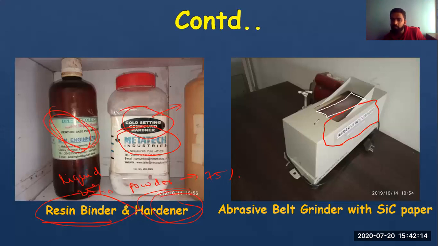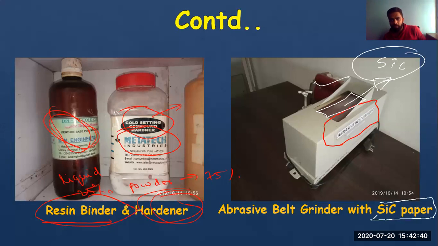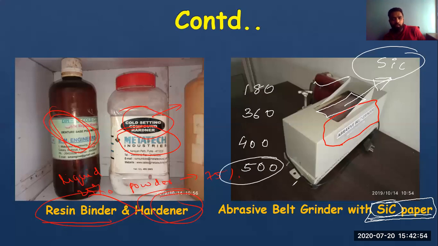This is our belt drive. The motor is kept here. When you start the motor, the shaft rotates, and on the belt we are placing silicon carbide paper, just like the paper you use for cleaning the surface or the metal part, or for filing your tools in the workshop. Similar kind of paper, silicon carbide paper of different grades: 180 grade, 360 grade, 400 grade, 500 grade. These are the silicon carbide grit values.